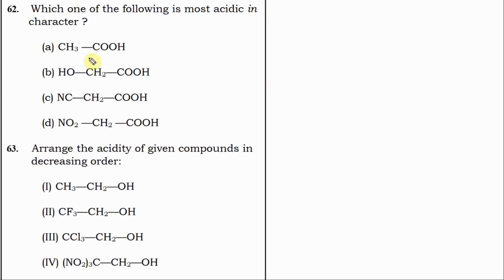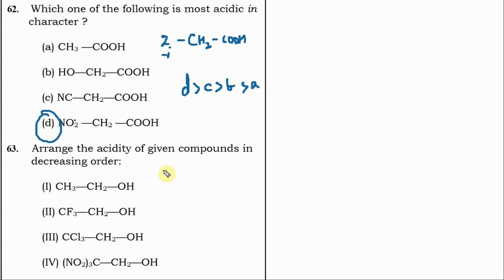Which one of the following is most acidic in character? Very simple. All of them are CH2COOH attached to some Z group. Z here is hydrogen, extra hydrogen. Here OH, NC, NO2. Most acidic means Z should be minus I. NO2 is most acidic. It will be D greater than C greater than B greater than A.